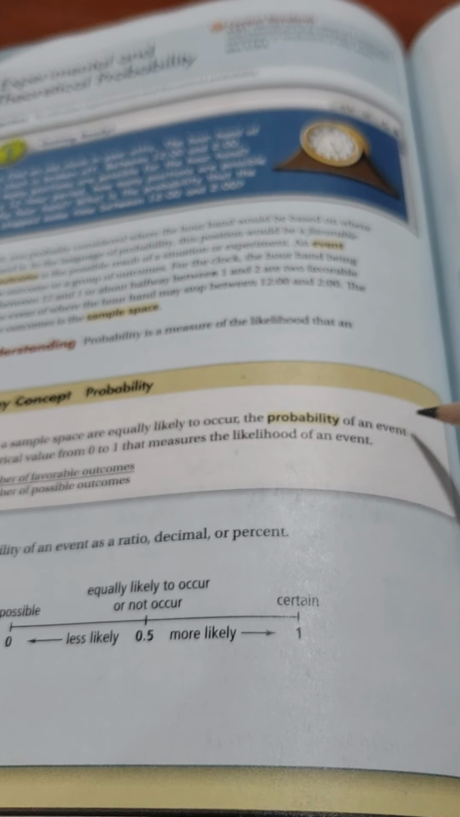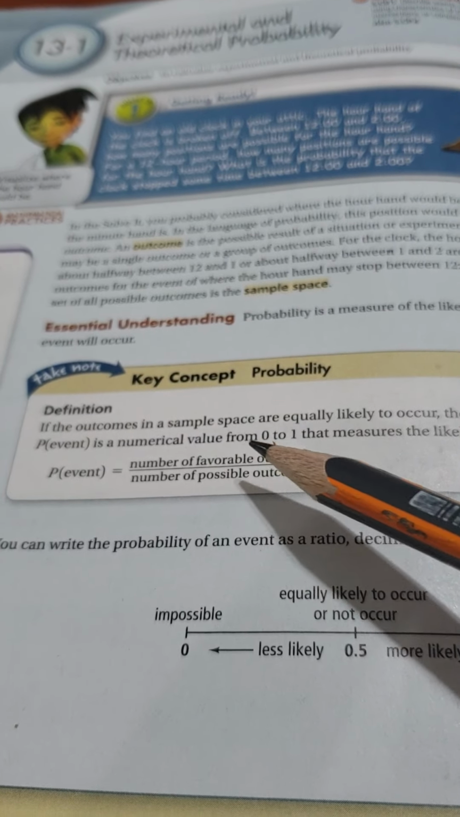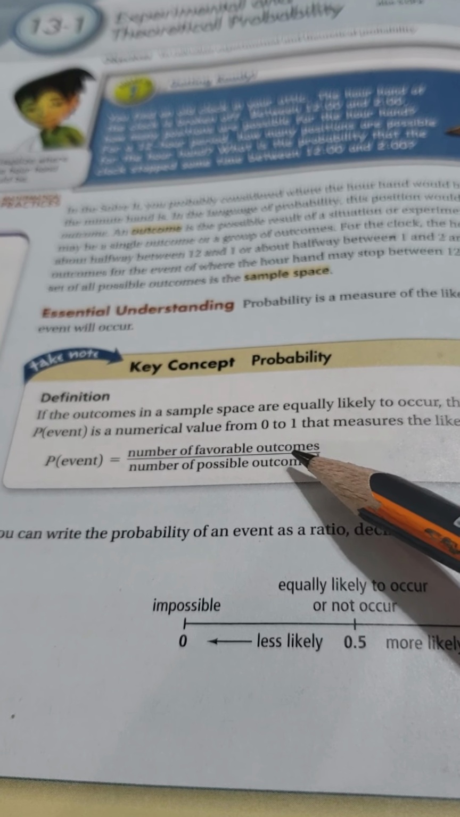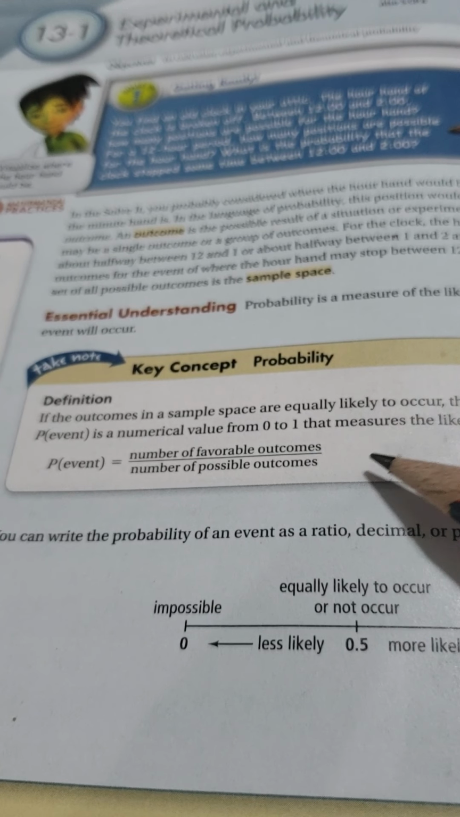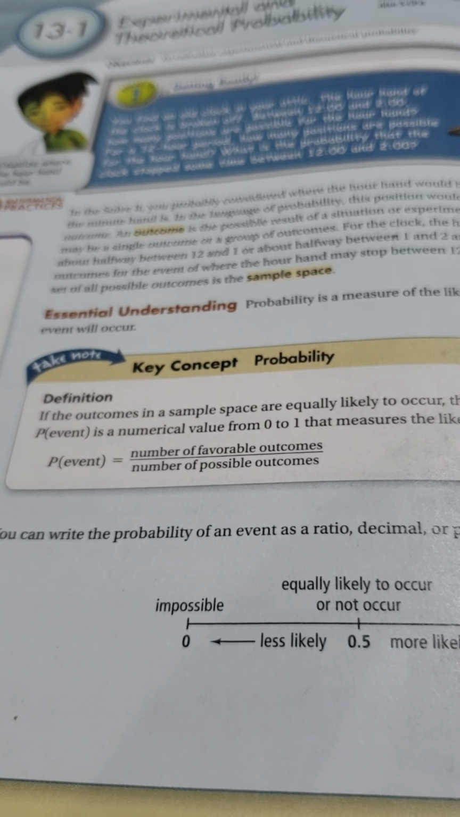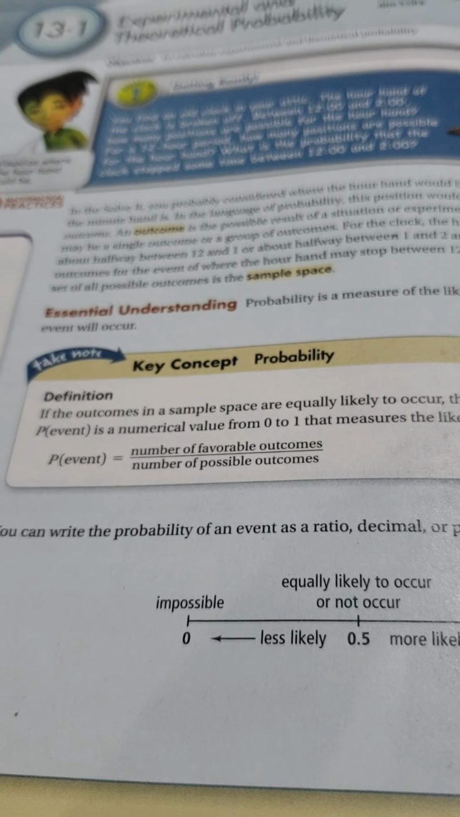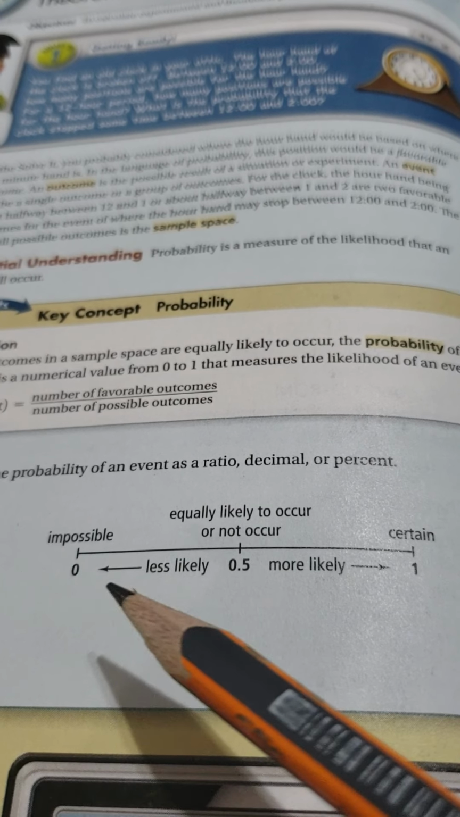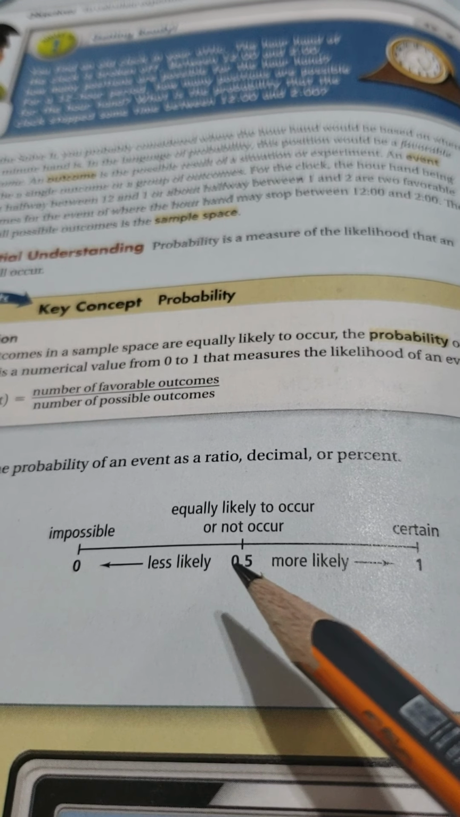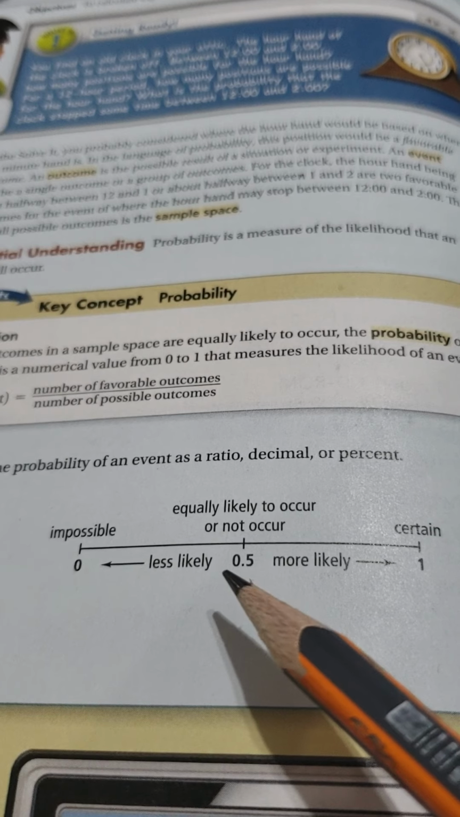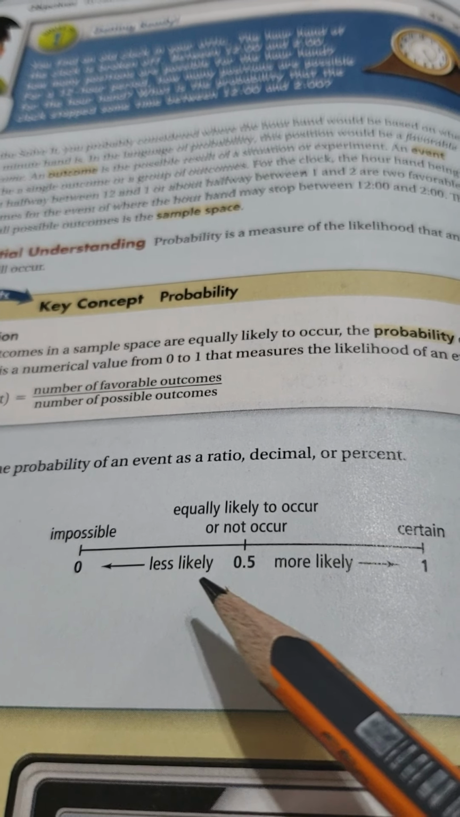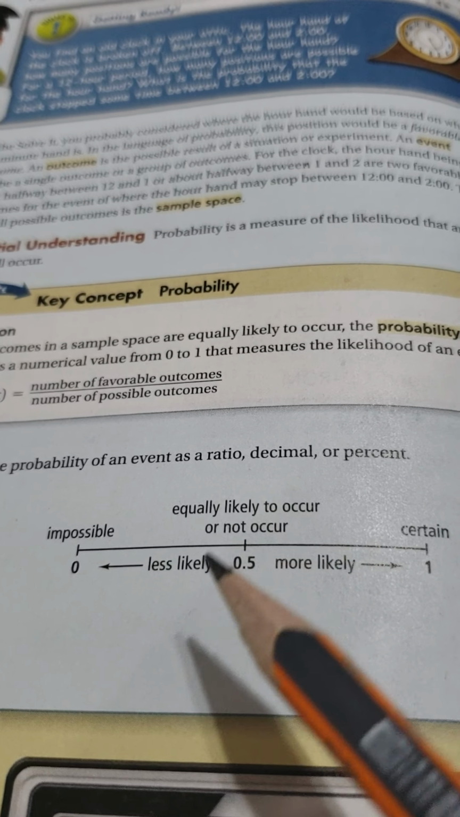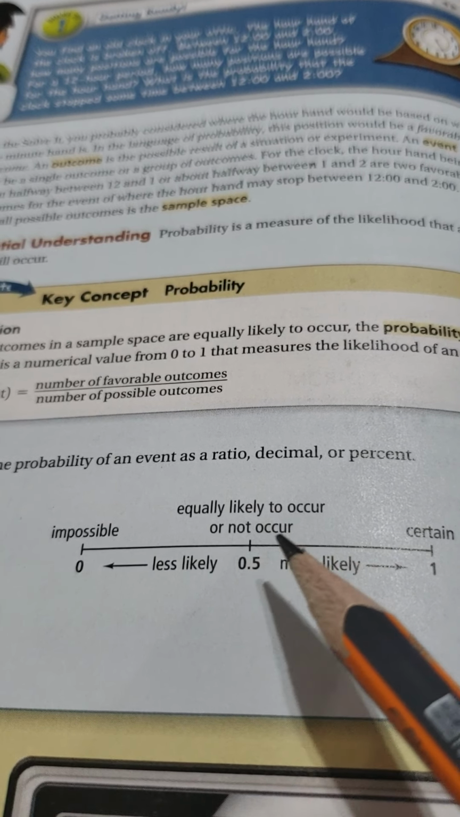Now, the probability of an event is a numerical value from 0 to 1. That means the result here is less than 1. It's a decimal. We may multiply by 100 to get the percent. If it is from 0 to 0.5, less than 0.5, like 0.49, that means it's less likely to happen. When it's more than 0.5, it's more likely. And when it's 0.5, it's equally likely to occur or not occur.